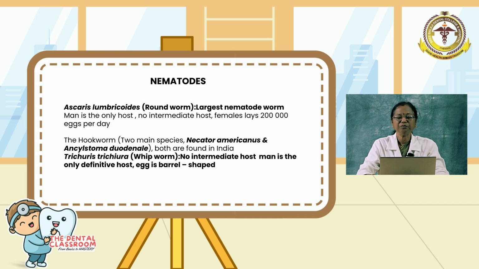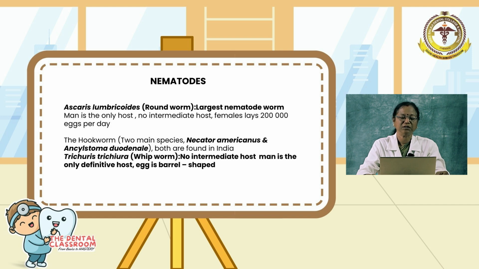The next is hookworm. The two main important species of hookworms are Necator americanus and Ancylostoma duodenale. Ancylostoma duodenale is one of the root causes for anemia in our country, hookworm anemia. And both are found in India. You find Necator americanus as well as Ancylostoma.